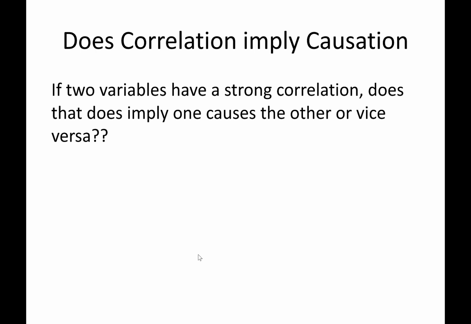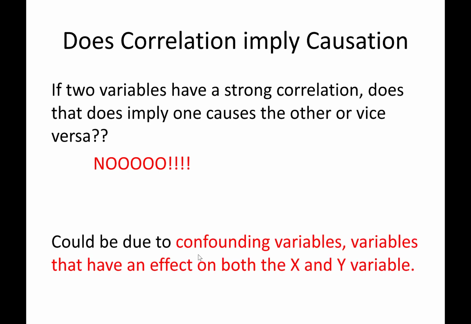So you may have heard this before, but what we want to think about is if 2 variables have a strong correlation or a strong correlation coefficient, does that mean that one causes the other? Well, the big answer to that question is no. Just because 2 variables are strongly correlated or not strongly correlated does not mean one causes the other. This could be due to something which we call confounding variables or a confounding variable.